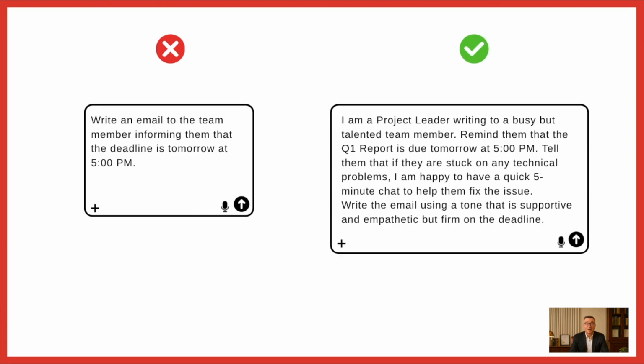Now let's look at an example using the CPR framework. First, the vague prompt: "Write an email to the team member informing them that the deadline is tomorrow at 5 p.m." This prompt is unclear because it does not mention the context, the purpose of the email, or the response style. As a result, the AI may generate a very general email that may not fully match the situation. Now let's look at the structured prompt version.